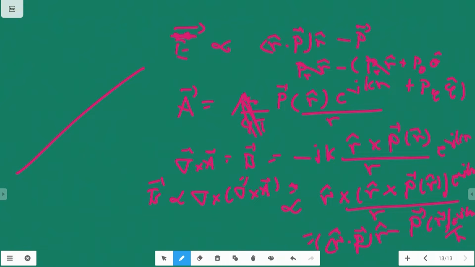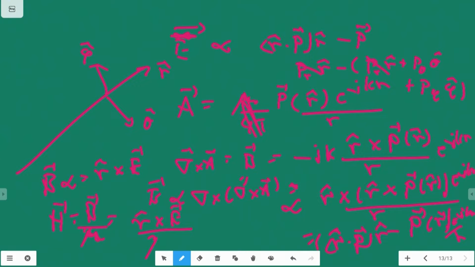This is the direction in which the wave propagates. This is the theta cap direction. This is the phi cap direction. So the electric field is polarized in the theta phi plane, and the magnetic field will also be polarized in the theta phi plane, because you can write the magnetic field as being proportional to r cap cross e. In fact, h, which is b divided by mu naught, b divided by mu, is equal to r cap cross e divided by eta, from this equation.